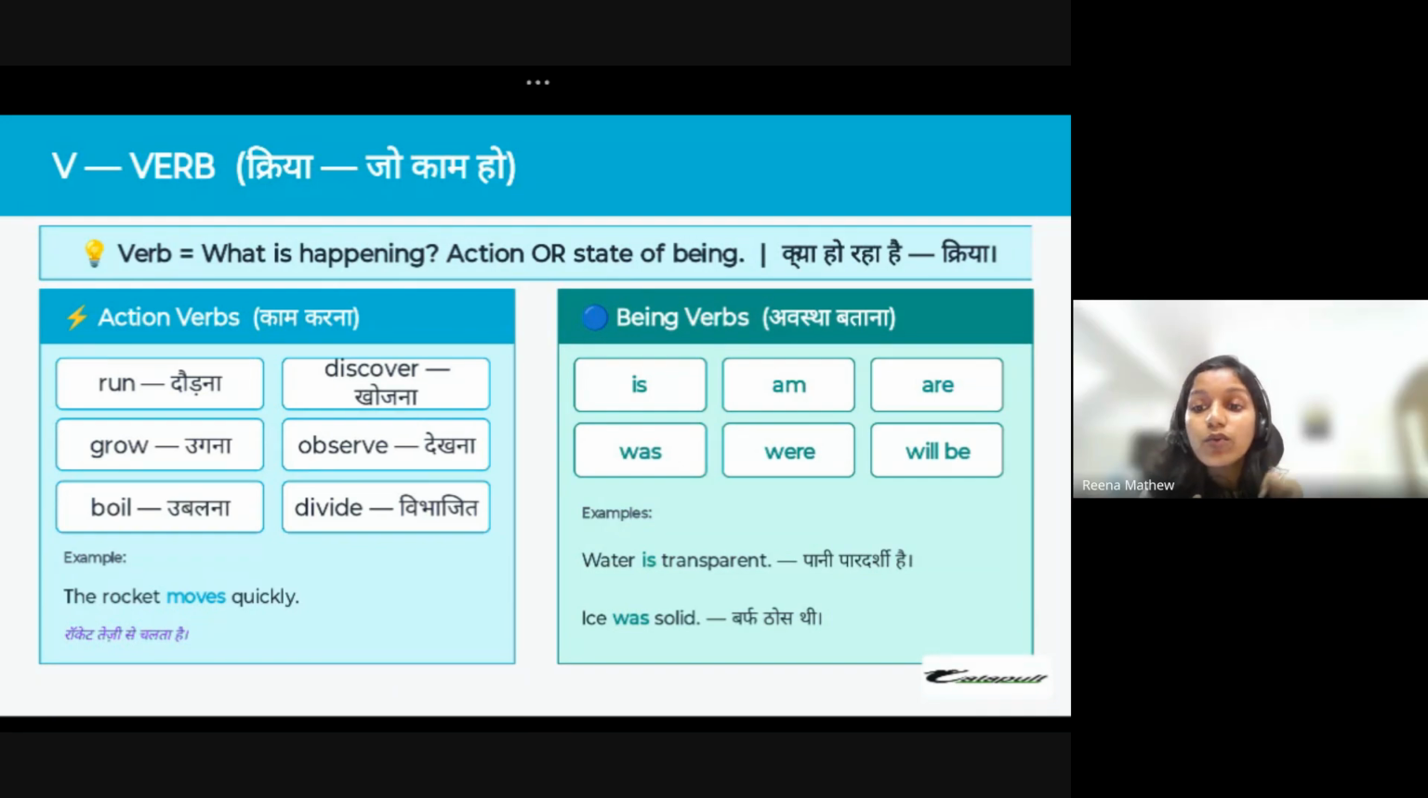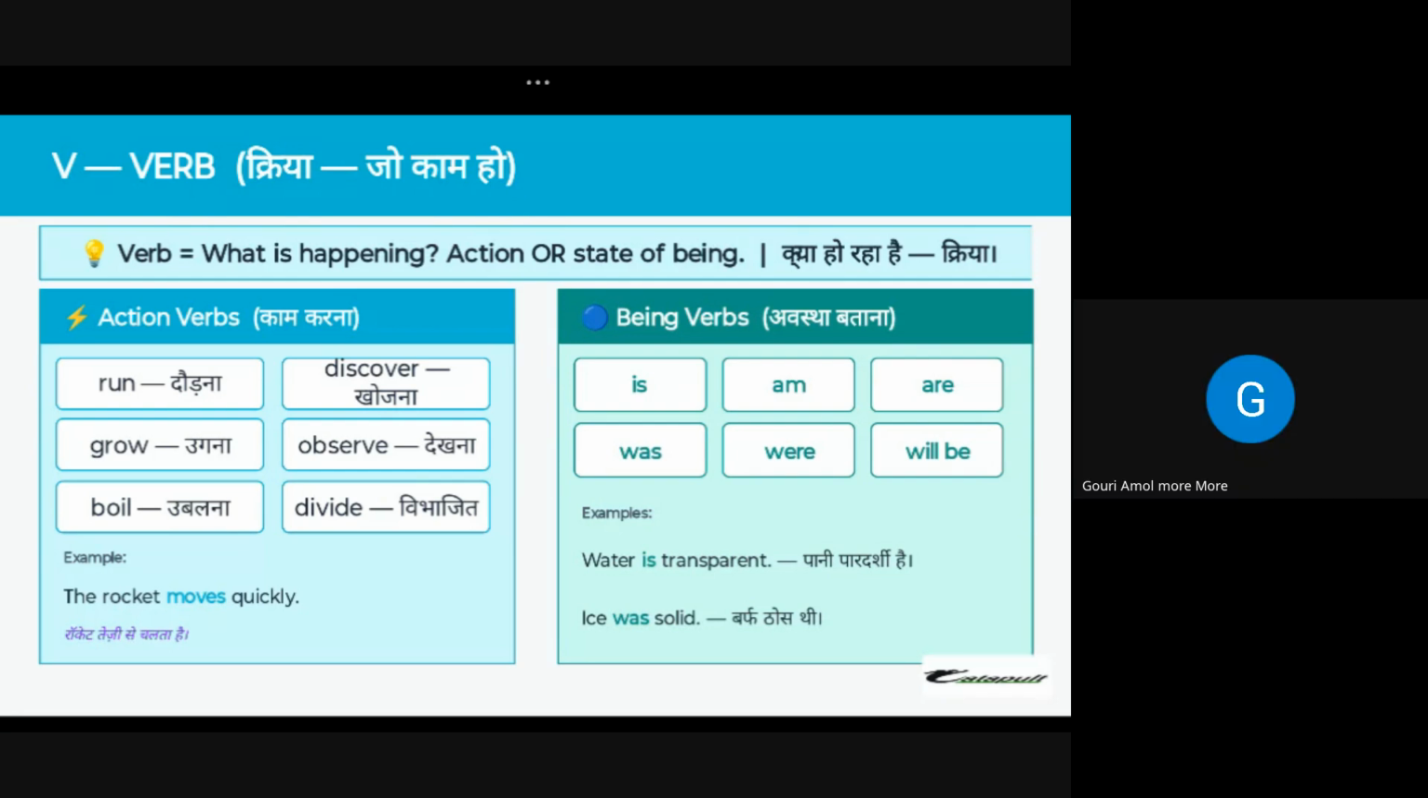There are other words that I have given you. Run, discover, observe. We learned observe, dekhna, divide. When I say water boils, isme verb is boils. Look for the action. But there are also being verbs. Avastha batana.